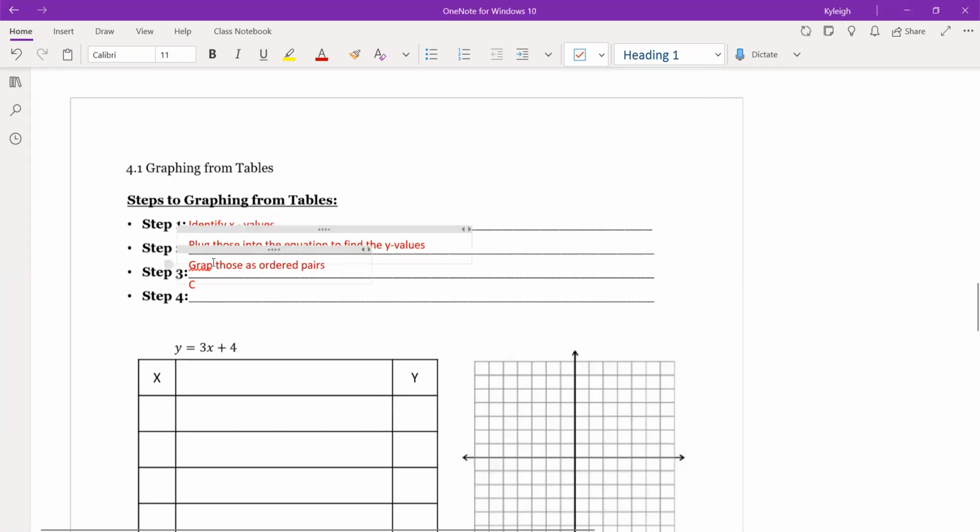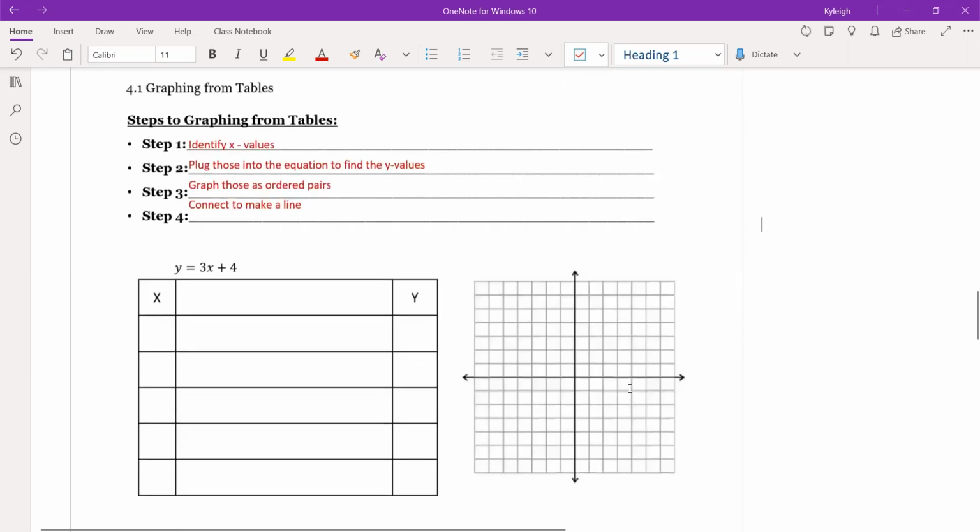Oh, graph has an H on the end. And then once we have all the ordered pairs, we're going to connect to make a line. Okay. So now that you have all those steps down, we're going to keep on going. But if you haven't typed those out, pause right now.